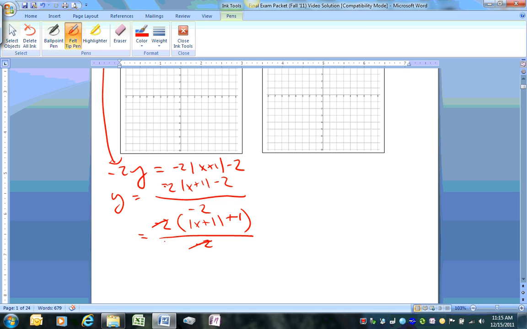And also, you cannot distribute a number into an absolute value expression. Please do not do that. If you were to plug in a value for x, you would add 1, then take the absolute value, then multiply by negative 2 afterwards. Do not distribute. So y is going to equal the absolute value of x plus 1 plus 1.